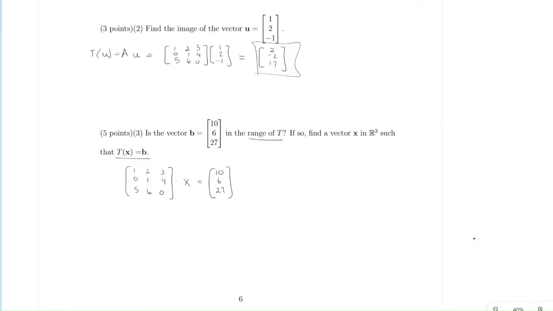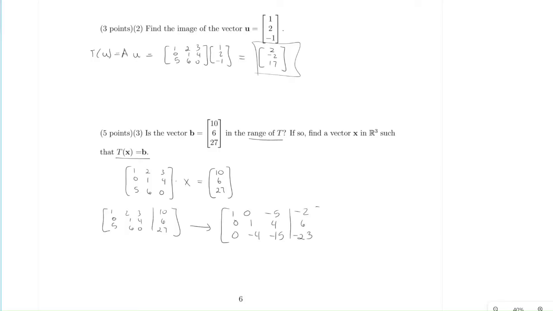And what you can do is you can just do row reduction. So you have 1, 2, 3, 4, 5, 6, 0, 10, 6, 27. I'll just write out one of the steps of the row reduction process, but I trust that maybe you can try this out on your own and hopefully get the same result.